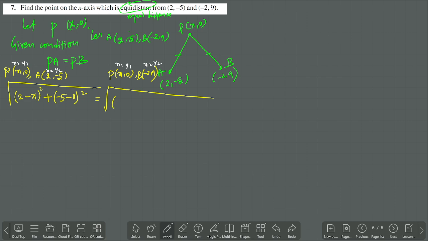Right. Next, the right hand side. X2 minus x1. X2 value is what? Minus 2, minus x1 value is x, whole square, plus y2 value is what? 9 minus y1 value is 0, whole square. If we have a root, we cannot find the x value.